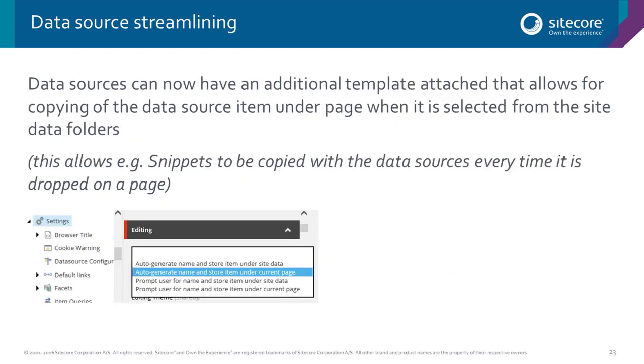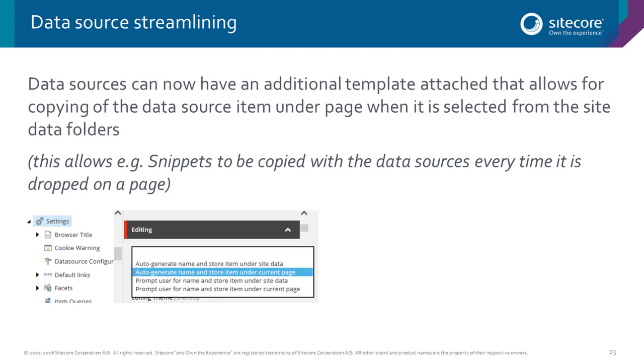Another thing we changed is the auto-generated data sources. This is being used by renderings that automatically create data sources when they're being dropped on a page. Examples of these renderings are rich text, image and plain HTML renderings. You can now go to the settings of your website by opening the settings item. In there, go to the section editing, and there you can select one of the following four options. Auto-generate name and store item on the site data.